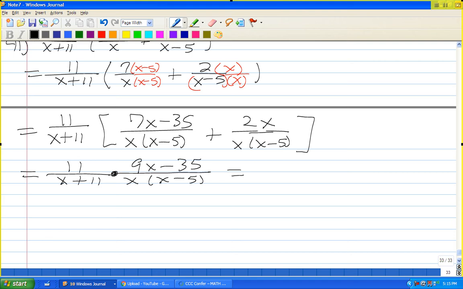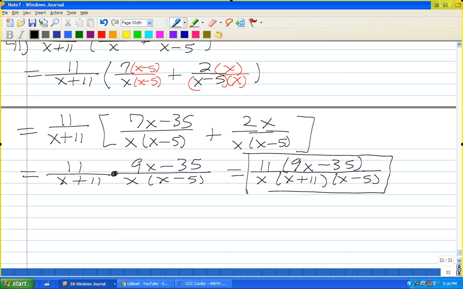Let me just check. I'm going to cheat and check to see how she wrote this. Is what, problem 41? Oh, she didn't multiply it out. So it's just equal to 11 times 9x minus 35 over x plus 11, x minus 5. And that is your answer. Okay, so then I can go to 43.